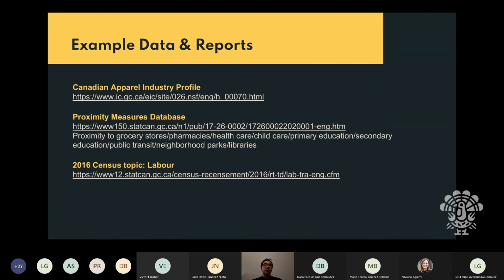Okay. Here, I will maybe show you one example of a proximity measures database. This one, I think, has geo points all around Canada. And for every point, it tells you the proximity you are to grocery, pharmacy, healthcare, childcare, primary school, transit, libraries, parks.